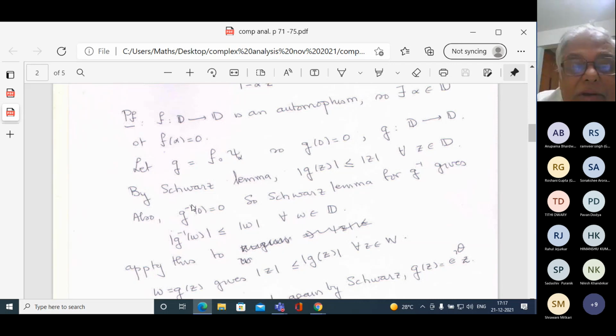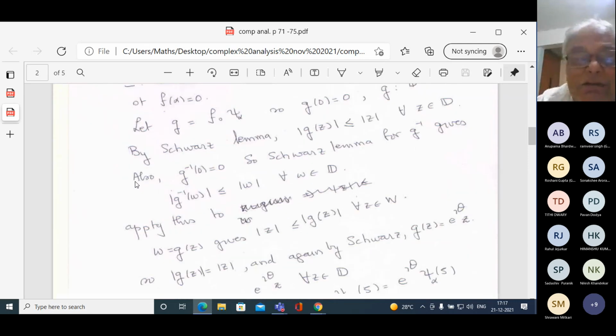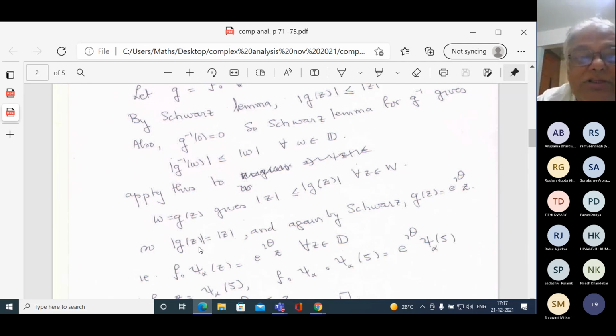Now I'll put w equal to g(z). So if w is equal to g(z), it says |z| is less than or equal to |g(z)|. So we have these two inequalities: |g(z)| is less than or equal to |z|, and |z| is less than or equal to |g(z)|, for all z. And therefore you get by Schwarz lemma, |g(z)| is equal to |z|, and again by Schwarz lemma, you must get that g(z) is equal to e raised to i theta times z.